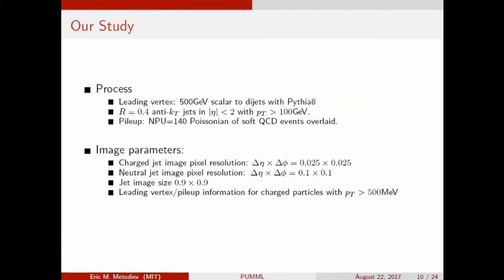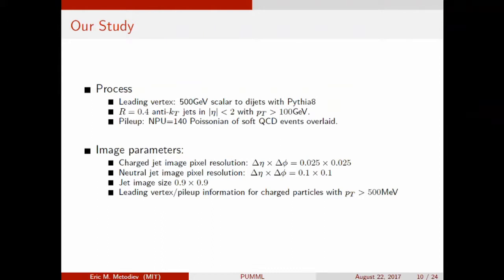So for the jet image itself, we use different pixelizations for the charged and neutral information. And most algorithms, for example, convolutional nets, are expecting you to have the same discretization for all the channels. So to get around that, we just did a factor of 4 upsampling of the neutral pixels to the charged pixels to go from 0.1 to 0.025.